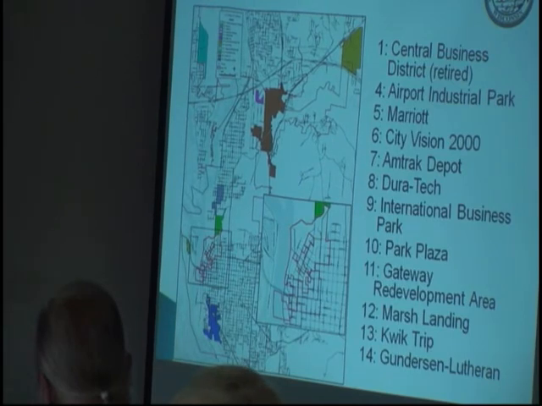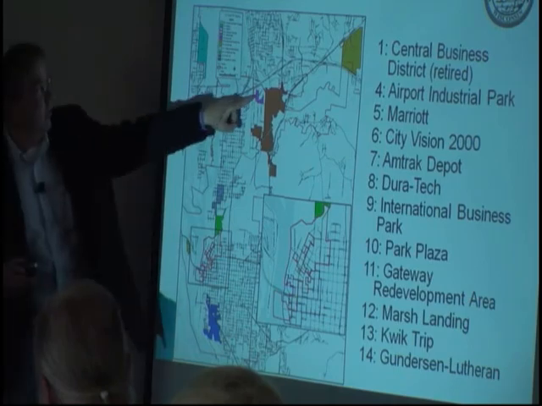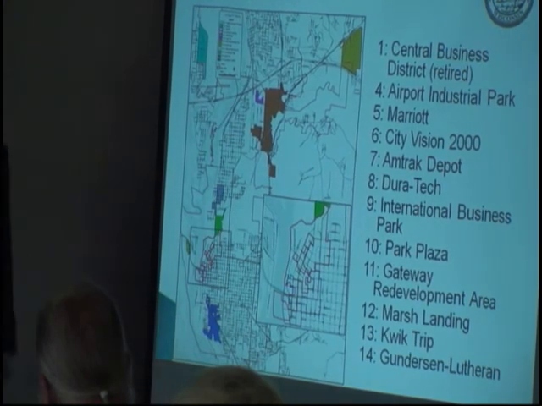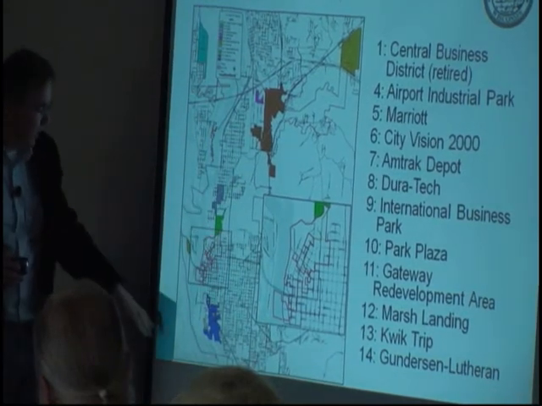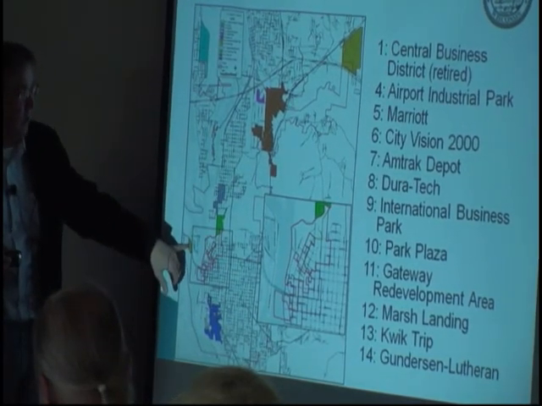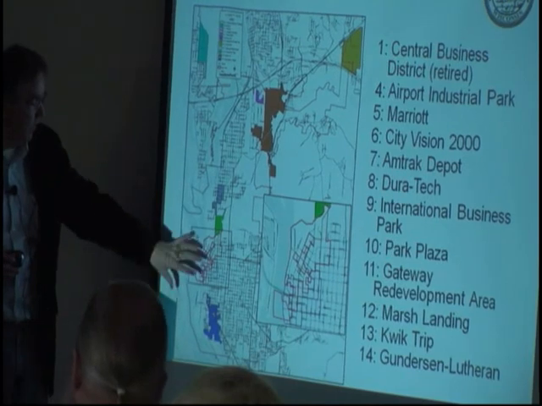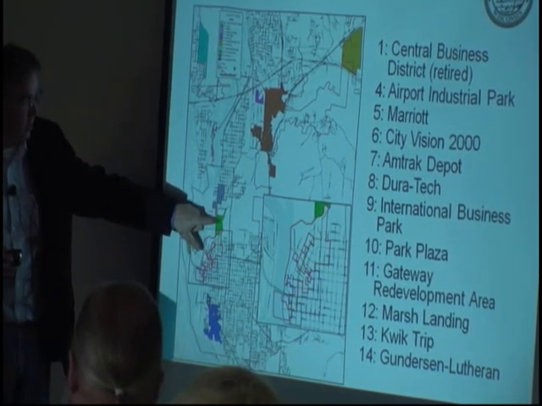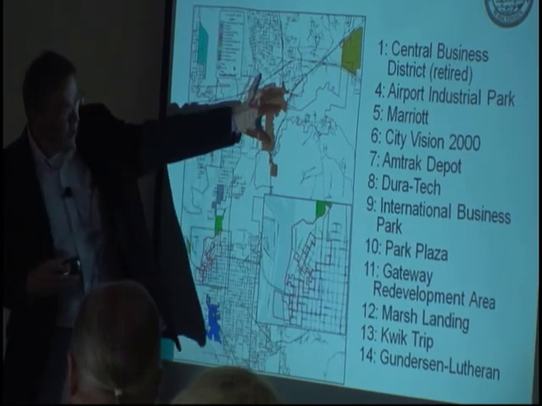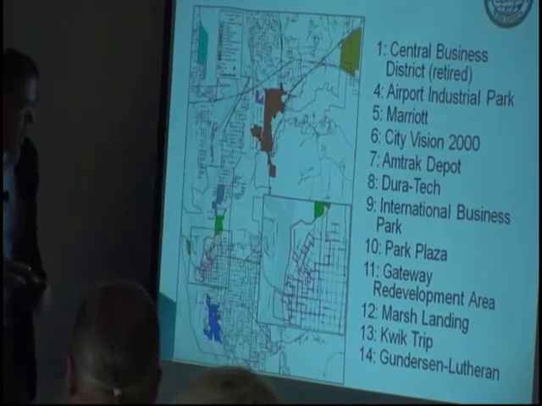Downtown we have the Marriott Hotel TIF, which paid for a lot of improvements to the pump house and streetscape around there. The original TIF 6, the Amtrak. We did a TIF up here for Duratec. International Business Park is a TIF. Park Plaza at the county is a TIF, the county-owned Park Plaza. We have another downtown TIF called the Gateway. Marsh Landing, which is the Three Rivers Plaza. The Quick Trip TIF, and the Gunderson Lutheran TIF.